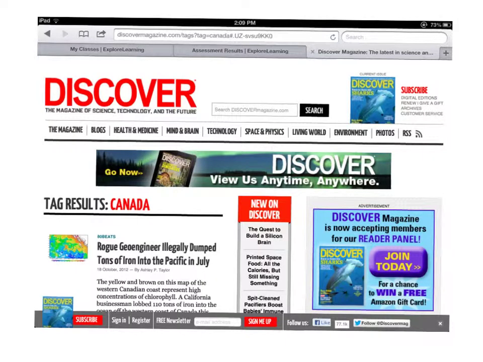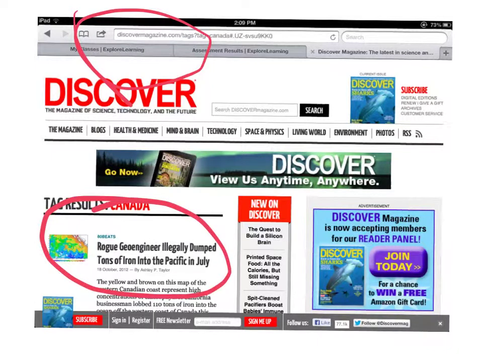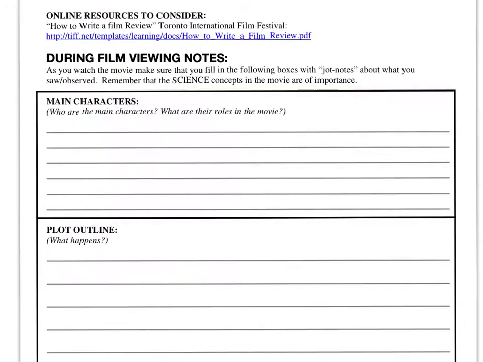Now here is Discover Magazine online. You can see it's discovermagazine.com. It might be a good idea at some point when we go to the computer lab to take a look at some of the articles. There's a neat one here about a geoengineer illegally dumping tons of iron into the Pacific Ocean in July. So there are some pretty neat articles that we can take a look at.